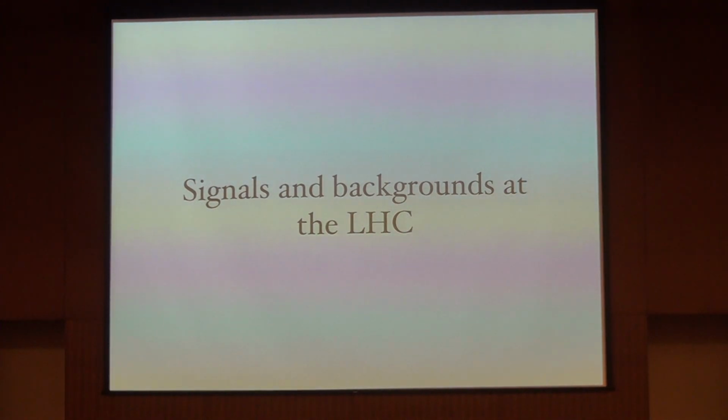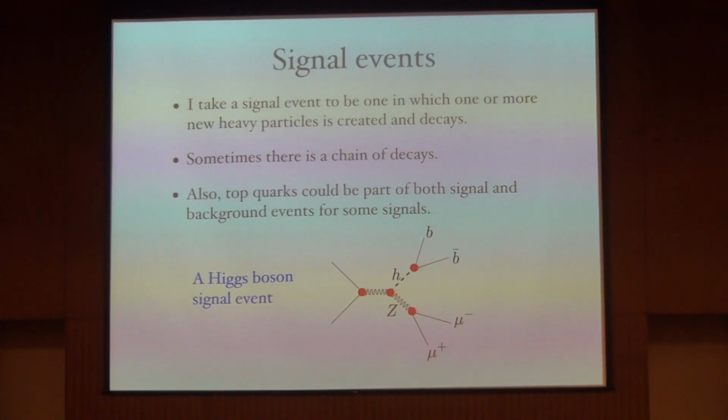Okay, so let's now talk about signals and backgrounds at the LHC. I take a signal event that you might be looking for to be something in which one or more new heavy particles, or maybe old heavy particles, is created and then decays. And sometimes in the signal events, there's a chain of decays. In the one I'm looking at in this diagram, there's just one. And top quarks in particular, and I'll talk about top quarks later, could be part of the signal of something really new, or it could be part of background.